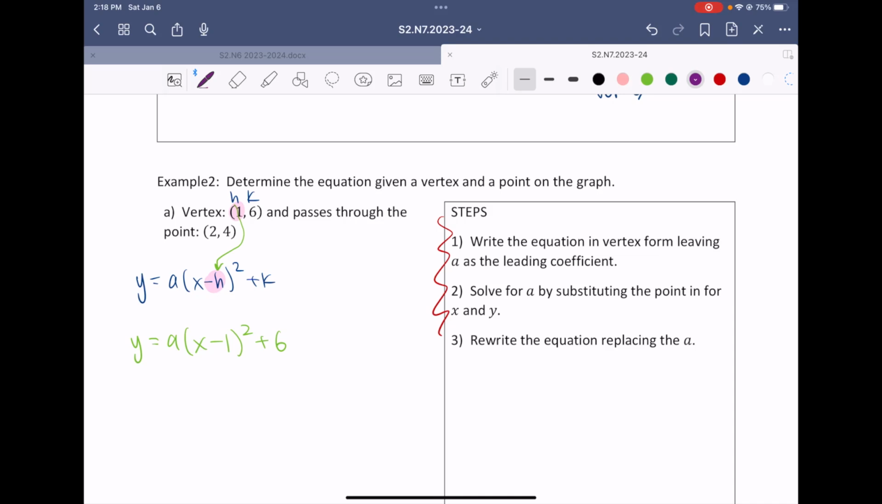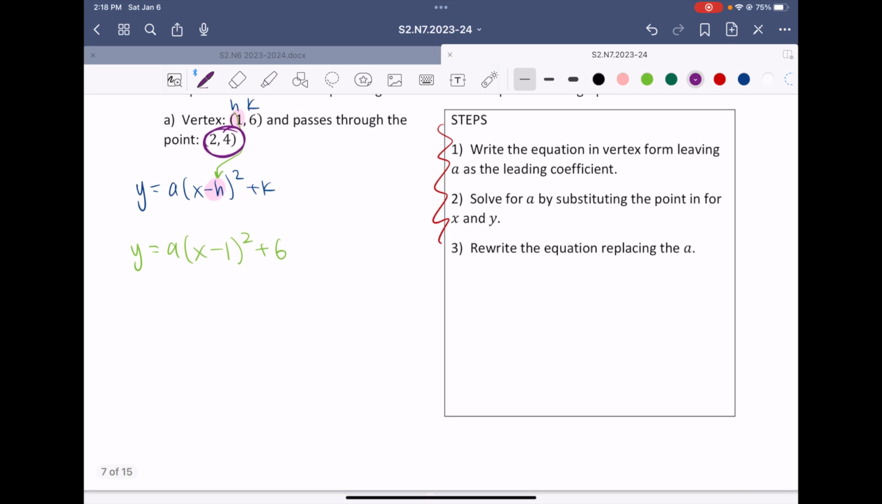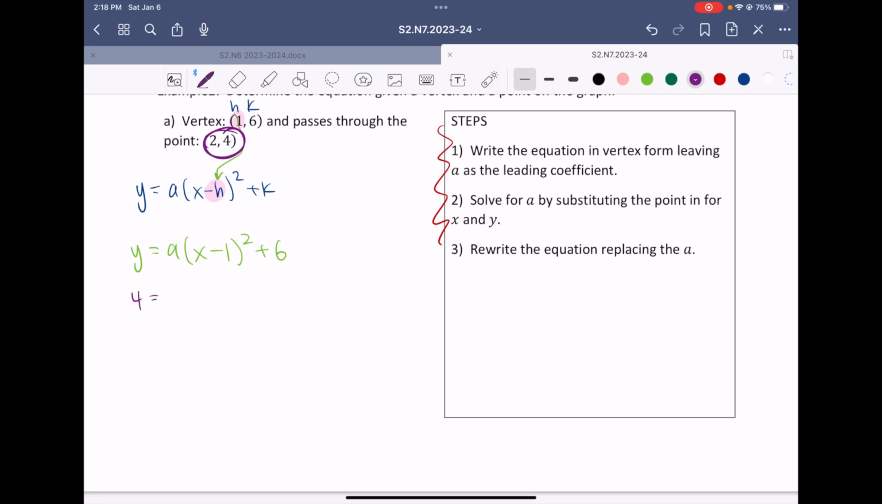All right, we plug in what we know. We need to solve for a. We want to utilize this extra point, 2, 4. So everywhere there's a y, let's put a 4. Everywhere there's an x, let's put a 2. And now simplifying this is going to be a little bit different than the one before. It's just a different equation, but we can clean it up.